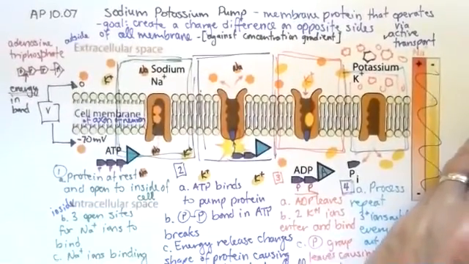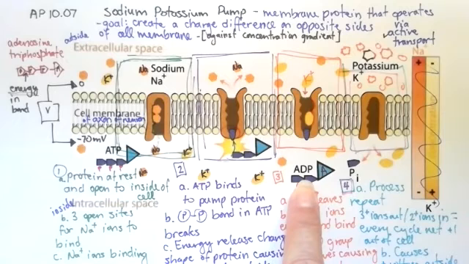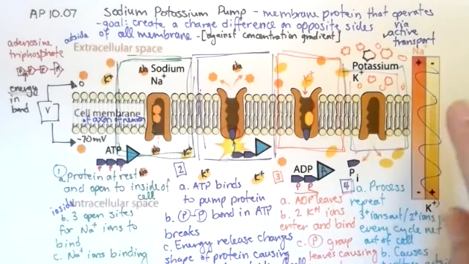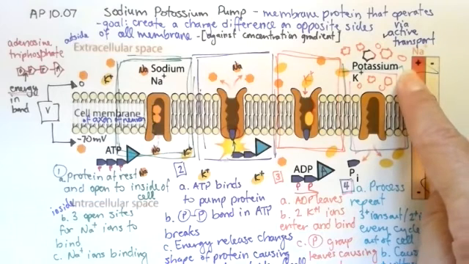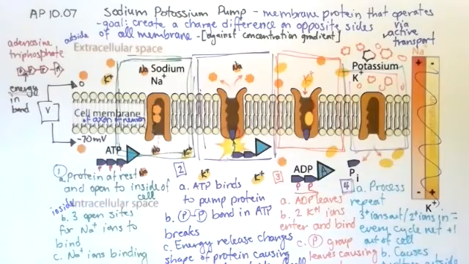But to recap, the whole point of the sodium potassium pump is we're using active transport, which means we're using ATP to form a concentration that isn't there. And in this case, the concentration is sodium ions outside the cell, which gives us this voltage across the cell.